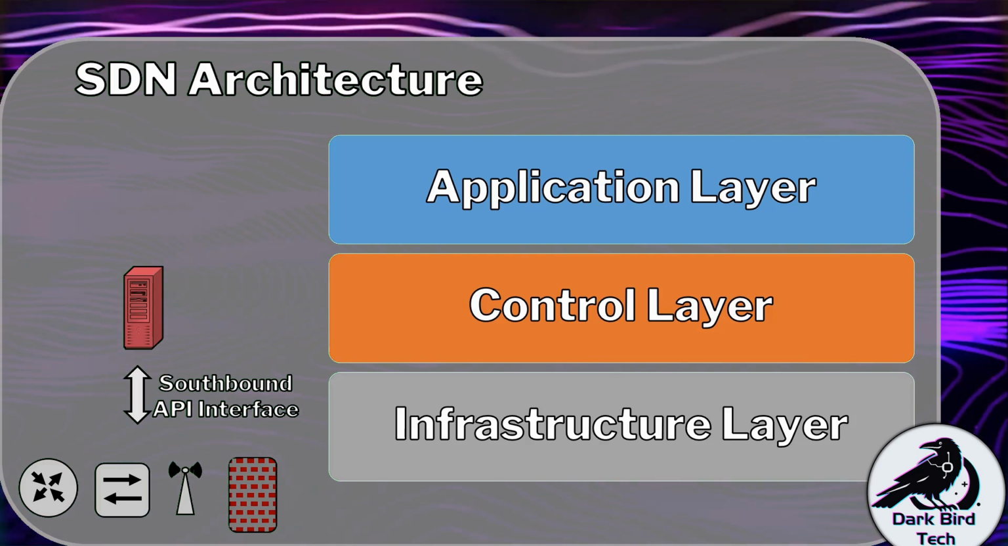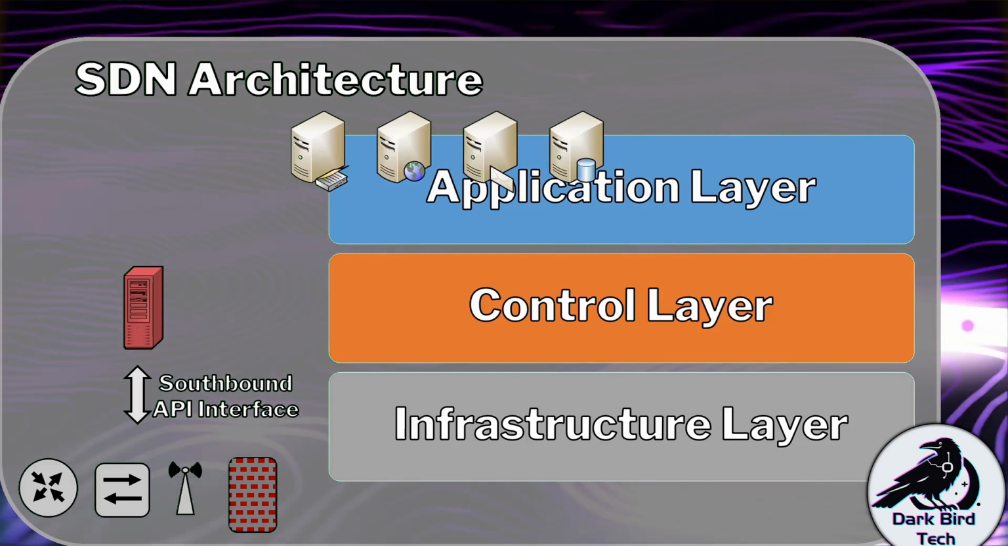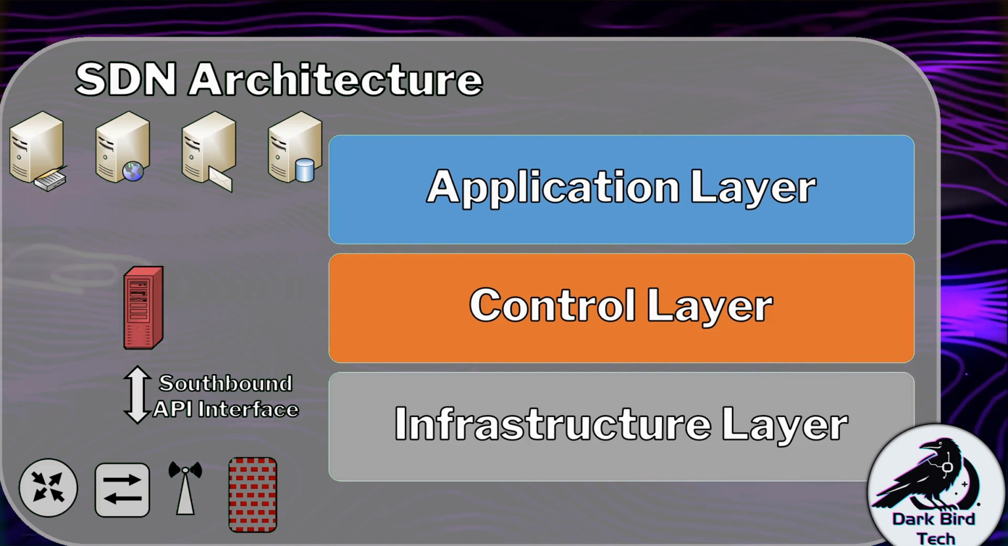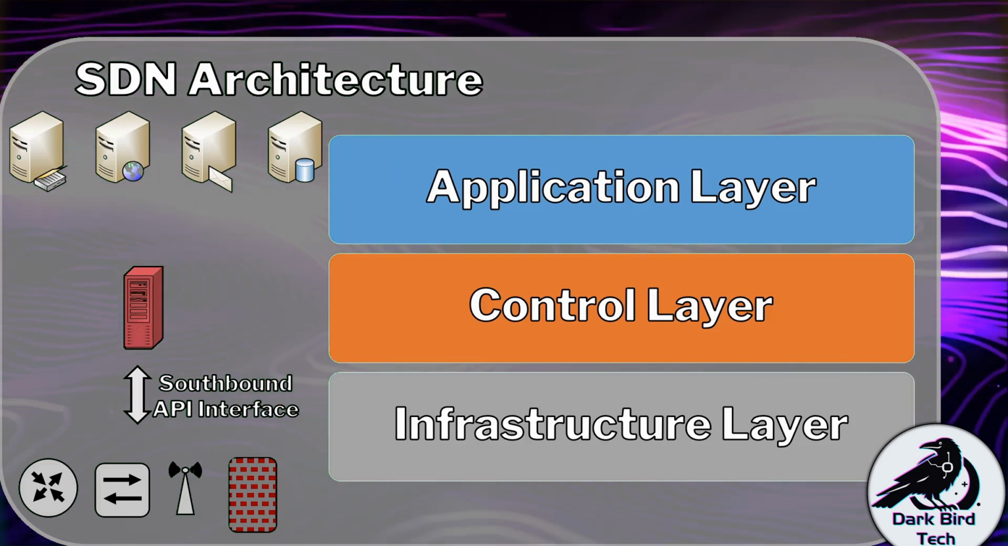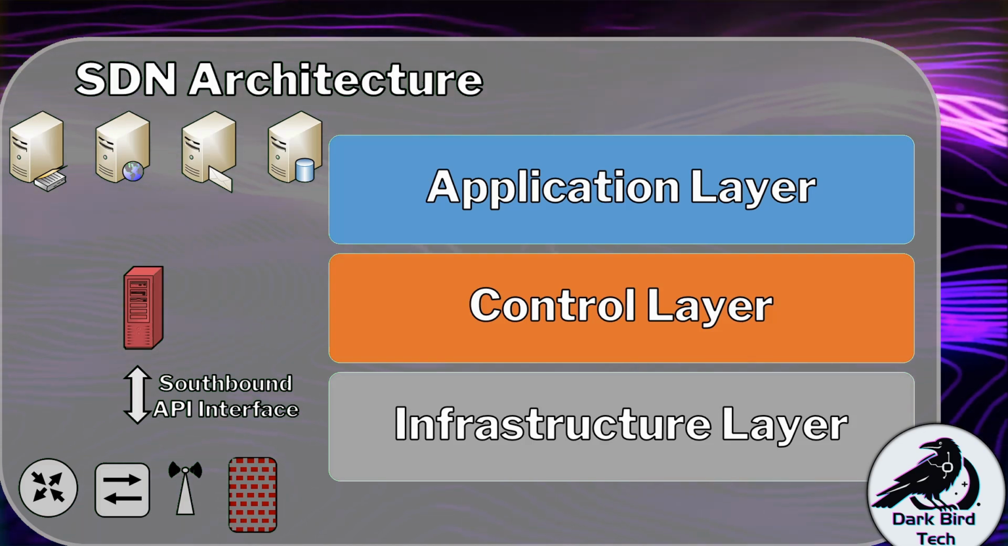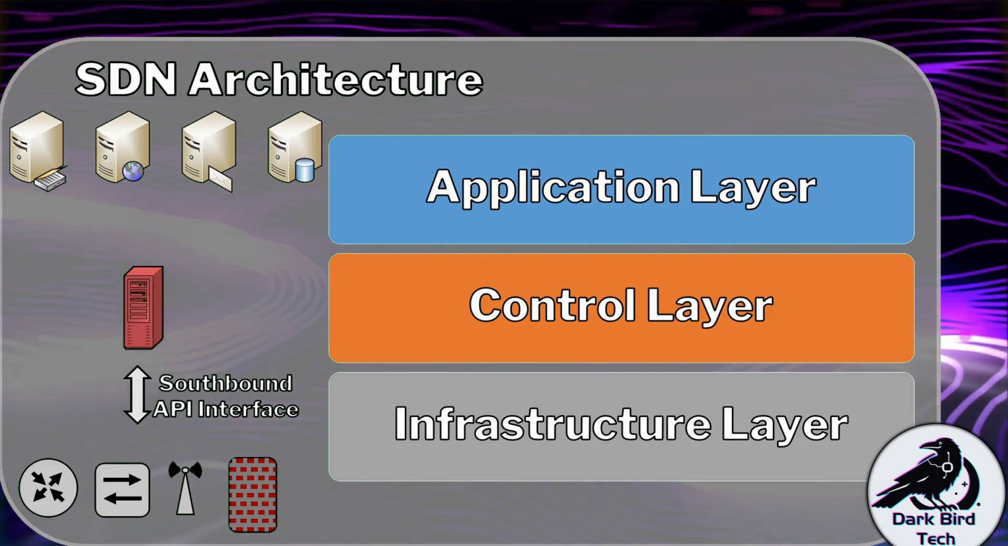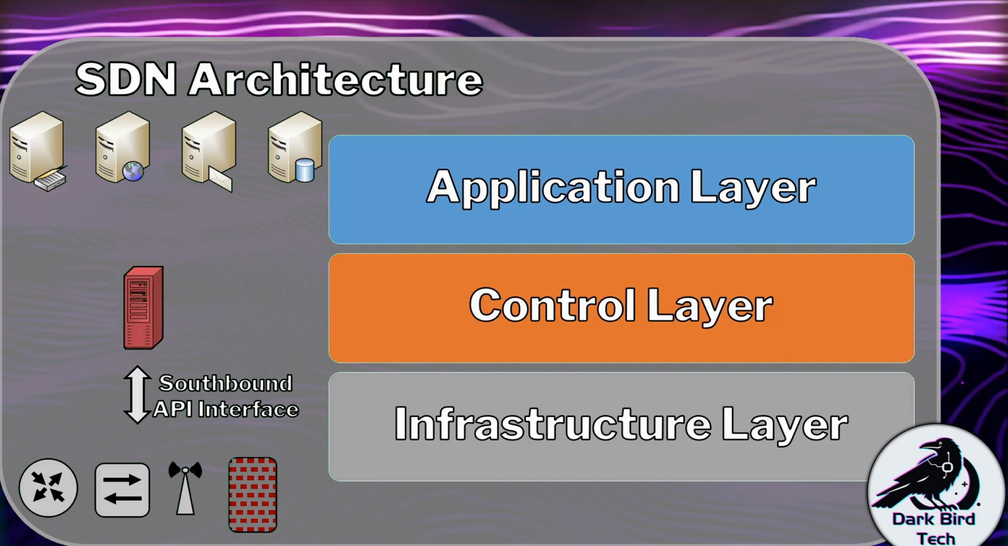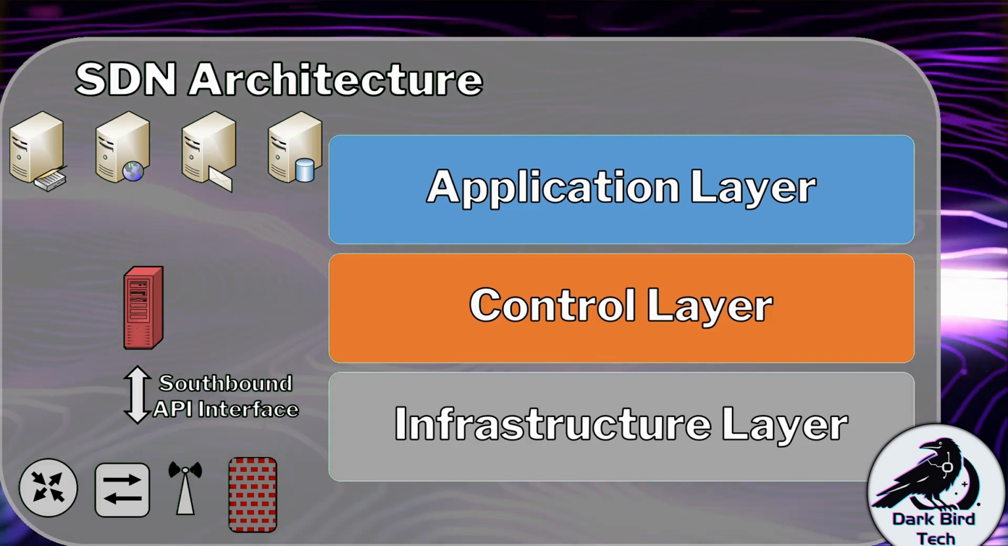Then, at the application layer, will be the services and applications that we are requesting, whether it be a directory service, a web service, an email service, or a database service. And they can communicate with the SDN controller and say, hey, I need a bit more bandwidth, or you know that bandwidth you gave me earlier, you can take it back again.